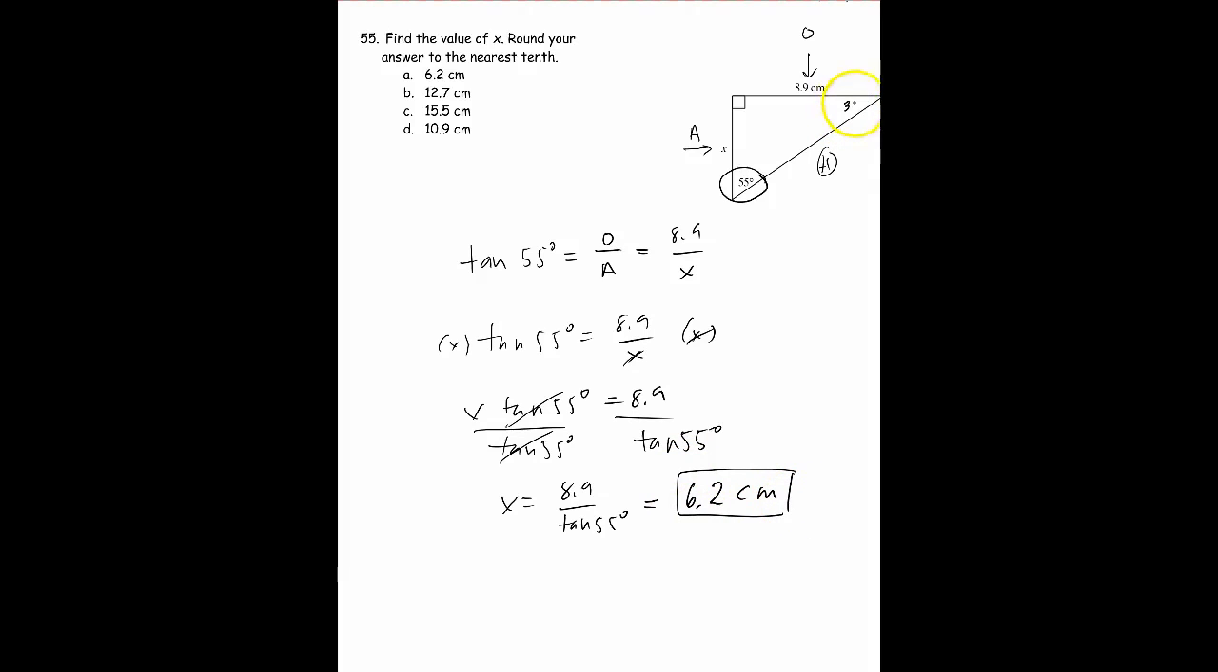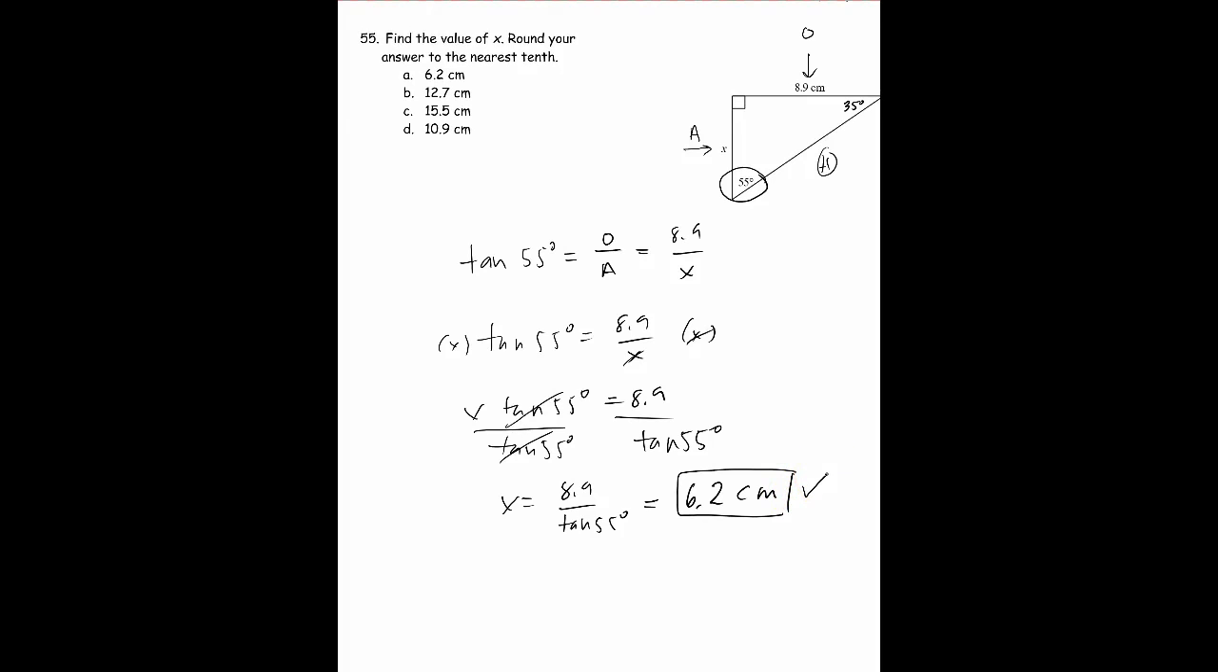We know that the other angle in this triangle is 35. And so x here should be the smallest side because the smallest side is always opposite the smallest angle. And look, 8.9 is actually greater than 6.2, so it seems to pass muster on that measure.